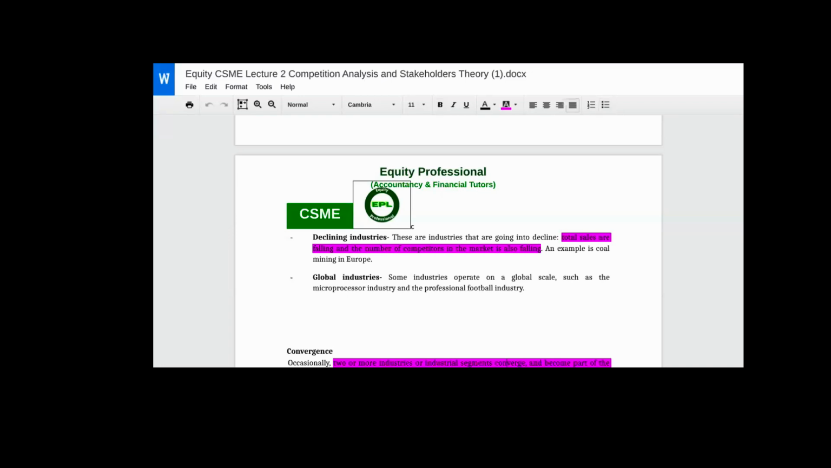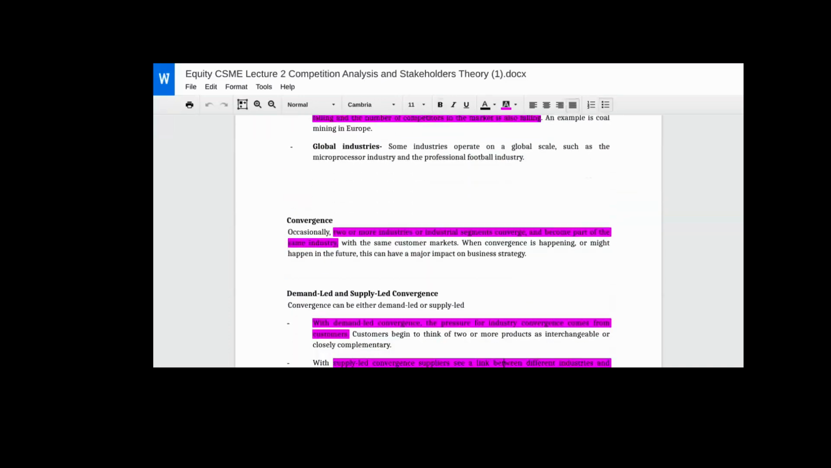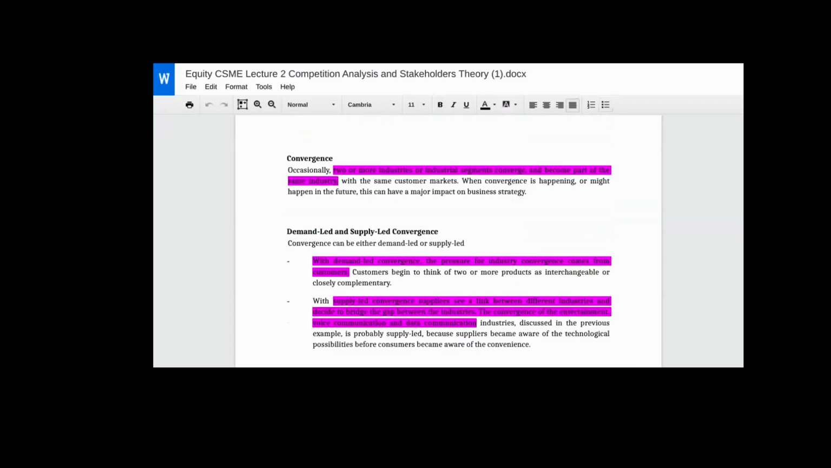So having looked at that, another concept that is important to know is convergence. The word converge means coming together. So convergence means the coming together of two or more industries from different segments, and it can even be from the same segment, to form one larger industry. So anytime two or more industries come together, we call it a convergence. It can be, for instance, the transportation industry and the aviation industry. When they come together, we say they converge.